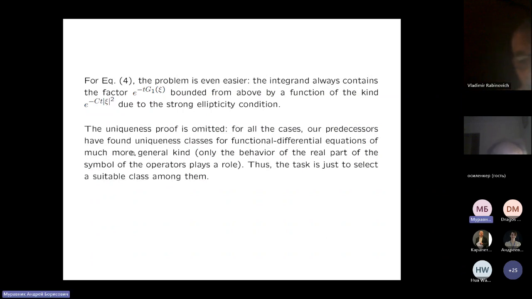For equations with superpositions of differential and difference operators, the problem is even easier. The integrand always contains this factor bounded from above by a function of this kind due to the strong ellipticity condition. The uniqueness proof is not interesting. We just base on results of many of our predecessors.